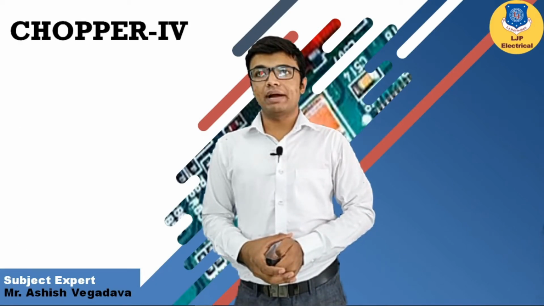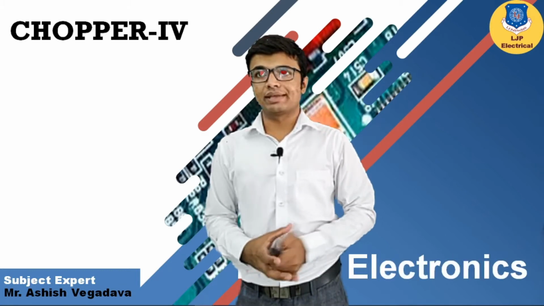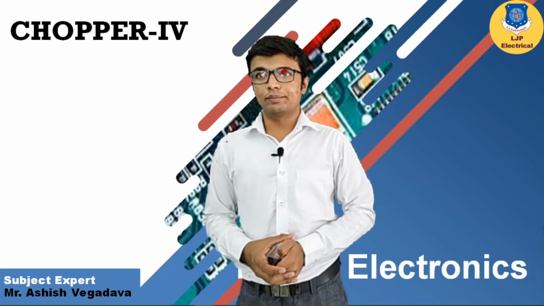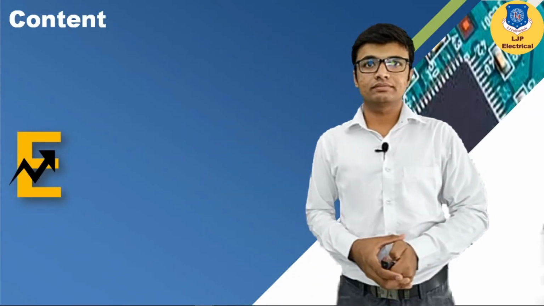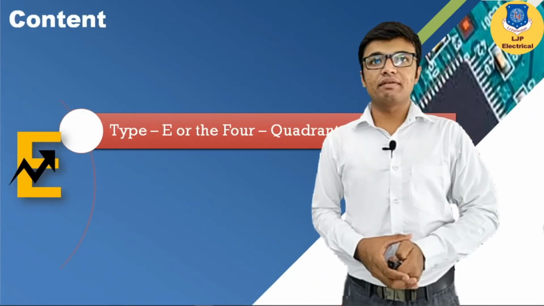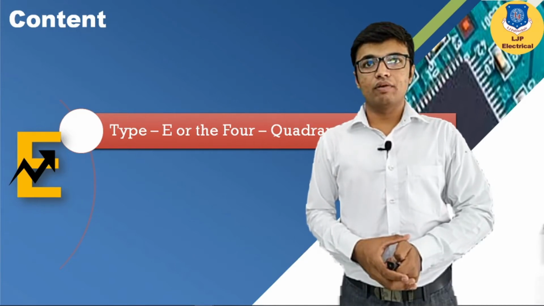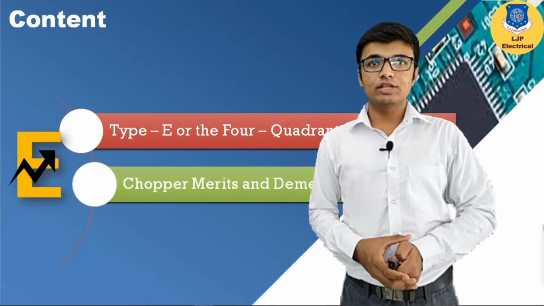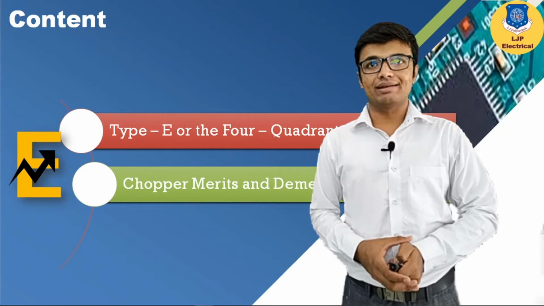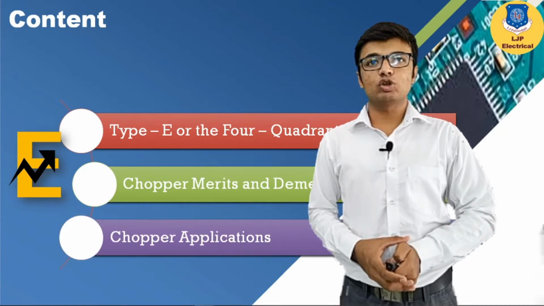Today we will learn Chopper Part 4 in the subject Power Electronics. Let's move to the content of this topic. In this topic we will learn Type E or fourth quadrant chopper. Also we will learn chopper merits and demerits. And last we will learn chopper application.